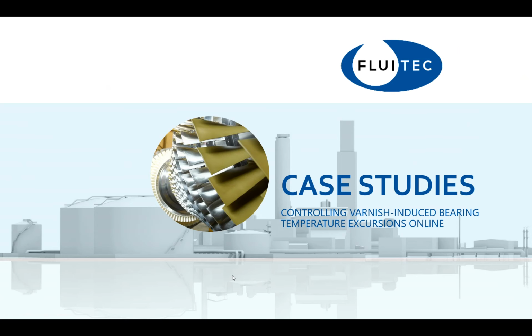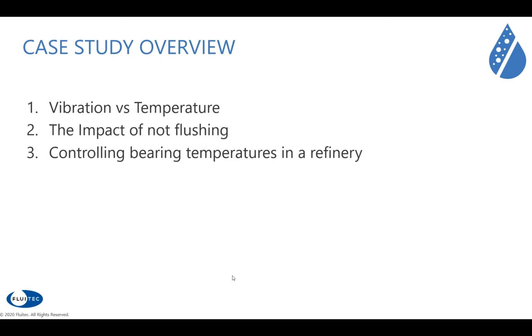We have 5 more minutes left for showing you some case studies, where we will first of all show you field case studies on what I informed you about the vibration. Is there a relationship between vibration and temperature on the bearings? The impact of not flushing. Remember that category 4 of oil degradation pathways is incompatibility. That means that if you don't flush, typically in industry, things have to go fast and oil changes are done fast and flushing is then not executed correctly. We will show you how you can do that. And then controlling bearing temperatures, how we have been able to control them in different case studies in a refinery.